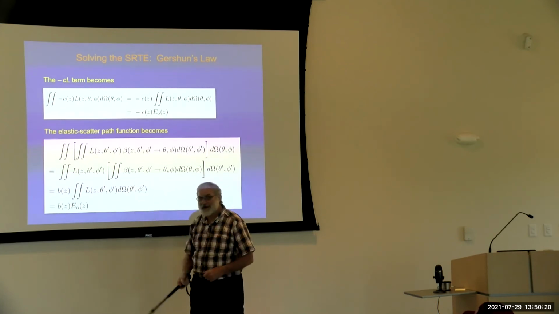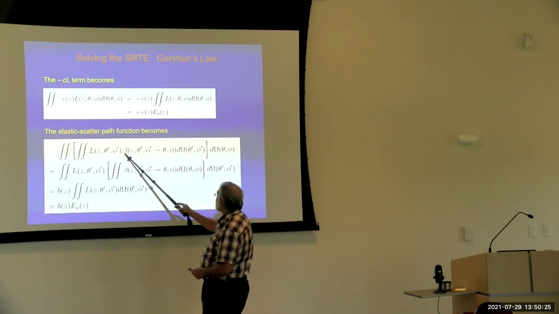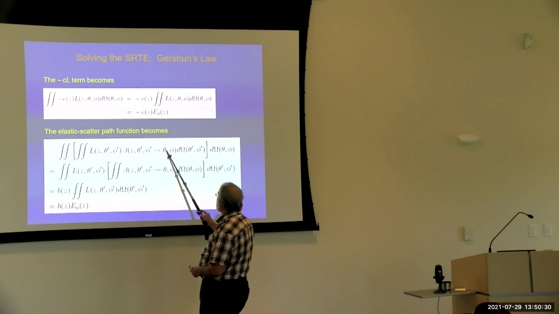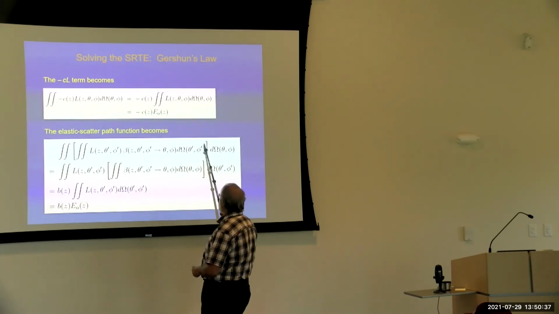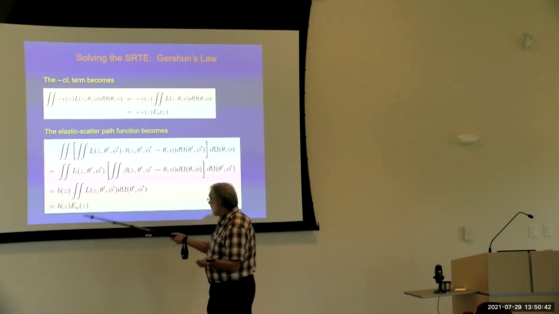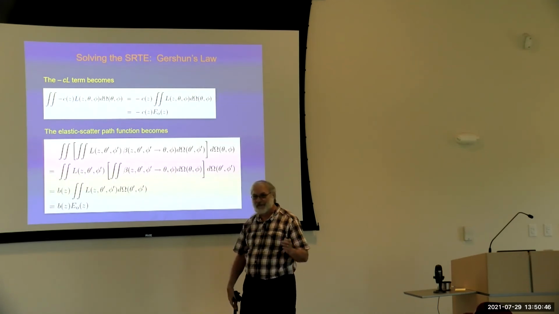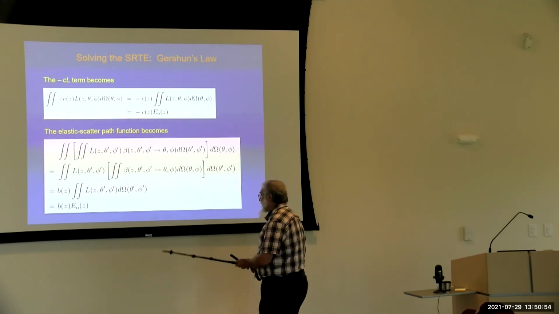Then the elastic scattering path function here. Well, we have L times the volume scattering function going from an incident direction to a final direction, integrated over all the incident directions. And then we're going to integrate that whole mess over all output directions. And at this point, most people would say, I'm out of here. This is why I became a banker or an attorney and not an oceanographer. But it really turns out to be quite easy.